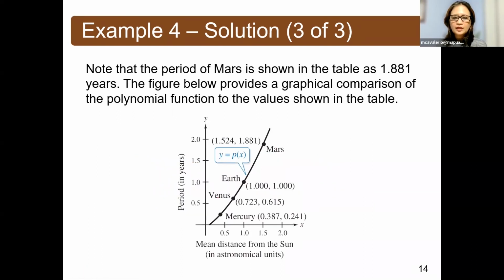We can actually find the graph and we see the following. We have Mercury, which is of course closest to the sun, followed by Venus, then Earth, and then Mars. Note that the period of Mars is shown in the table as 1.881 years. The figure below provides a graphical comparison of the polynomial function to the values shown in the table. So we are comparing the result of the model with the actual values.